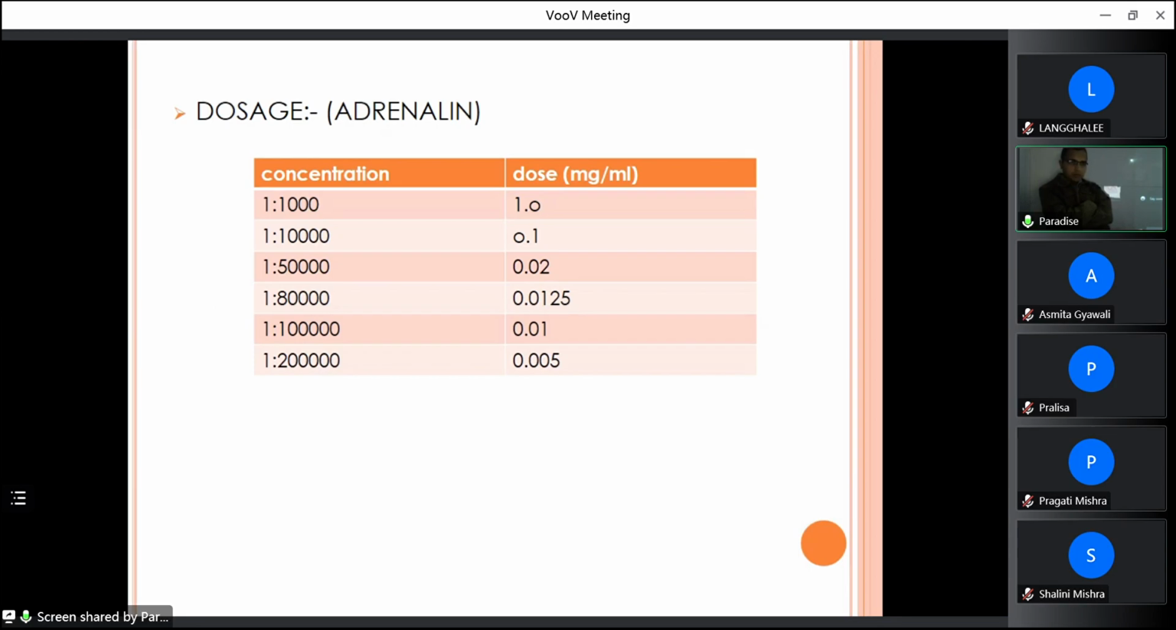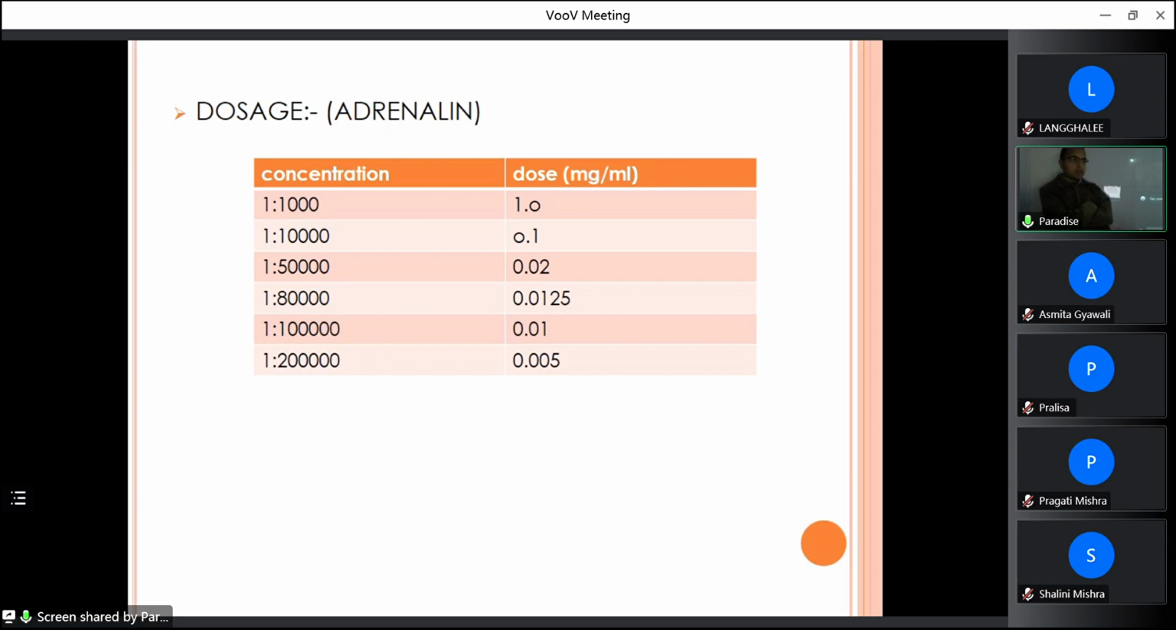So usually we use 1:80,000, 1:1 lakh, or 1:2 lakh concentration of adrenaline in local anesthetic vials. So 1:1 lakh means 1 gram of adrenaline is present in 1 lakh ml of solution. If you convert gram into mg, it is 1000 mg of adrenaline in 1 lakh ml of solution. So if you cancel the zeros, then 1 mg is present in 100 ml of solution. So 1 ml consists of 1 by 100 mg. 1 by 100 mg is 0.01 mg. 0.01 mg of adrenaline is present in 1 ml of local anesthetic solution. It is a simple unitary method. You have to calculate it.